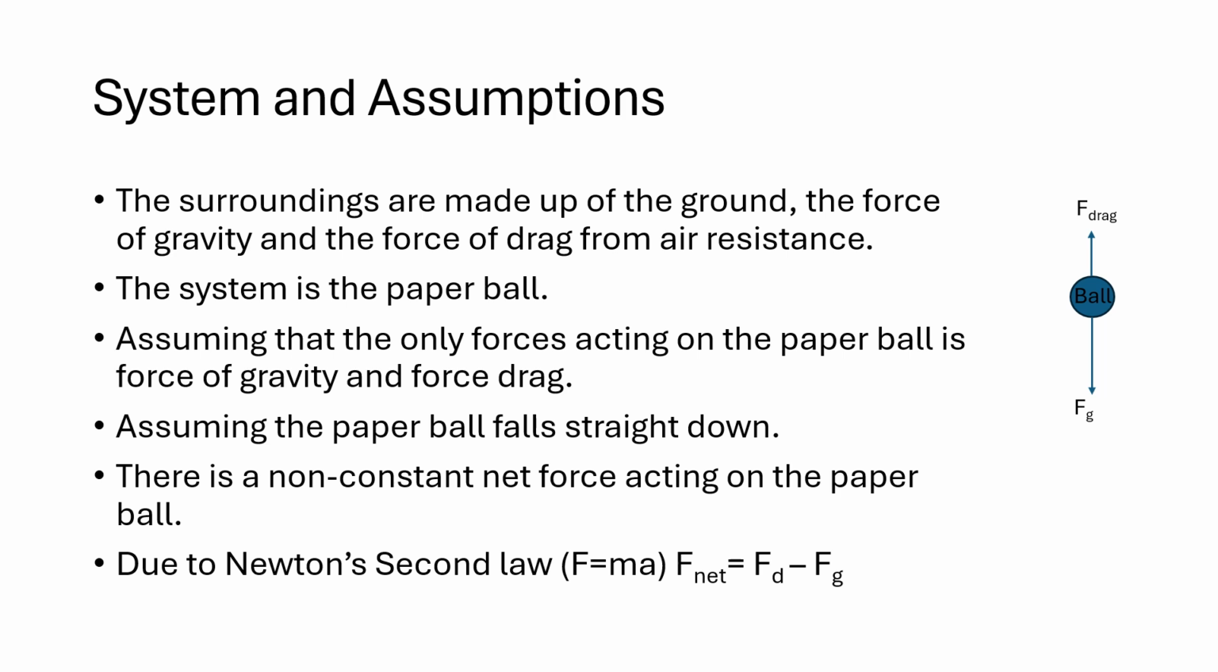Assuming the paper ball falls straight down, so only in the y-axis, there is a non-constant net force acting on the paper ball, which is F net, once you subtract the force of gravity from the force of drag. Due to Newton's second law, F equals ma, F net is equal to force of drag minus force of gravity, which is the main principle in this lab, since we are calculating how the non-constant force is affecting the ball while it's falling.